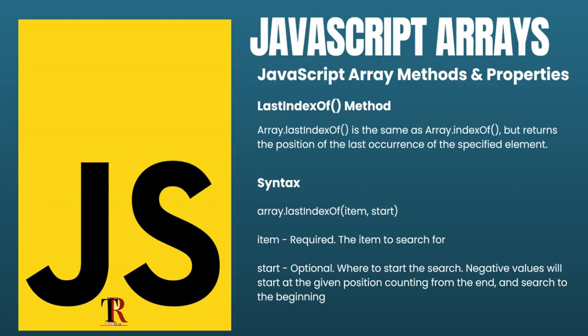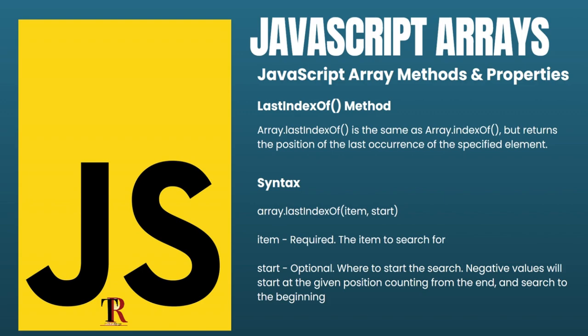You can see from what I have on my screen that it reads like this: the array.lastIndexOf method is the same as the array.indexOf method, but returns the position of the last occurrence of the specified element. Even without explanation yet, I believe you already understand what this means. This is just the opposite of the indexOf method. The difference between the two is that indexOf returns the first occurrence of the specified element, but lastIndexOf, just as the name suggests, returns the last occurrence of the specified element, as we are going to see in this lesson.